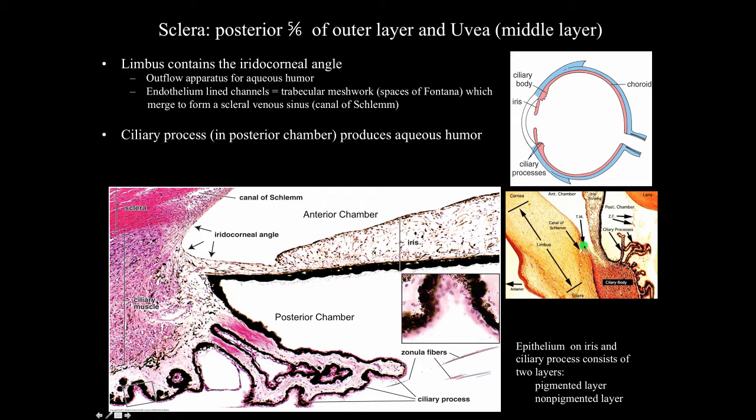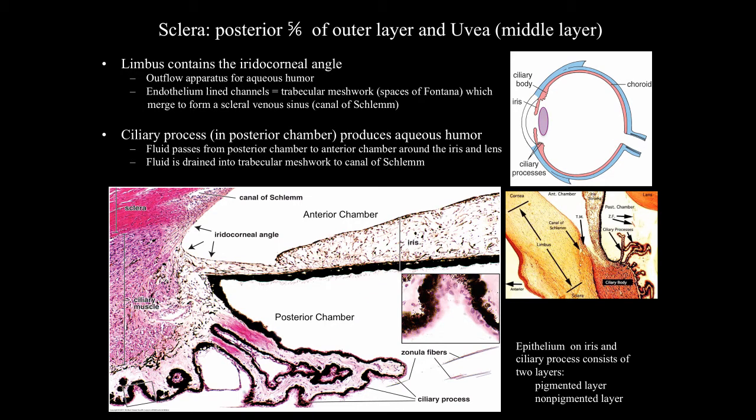These channels also are given the name spaces of Fontana, and these essentially drain or merge into a scleral venous sinus called the Canal of Schlemm. And then the ciliary processes that are in the posterior chamber produce aqueous humor.